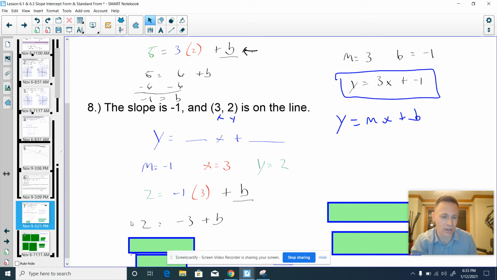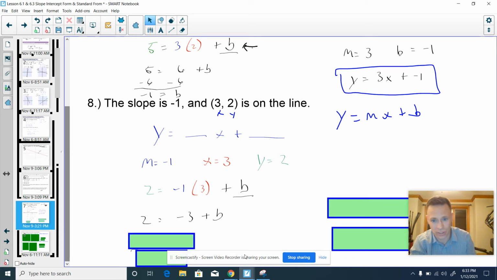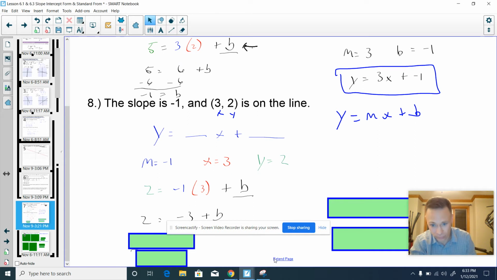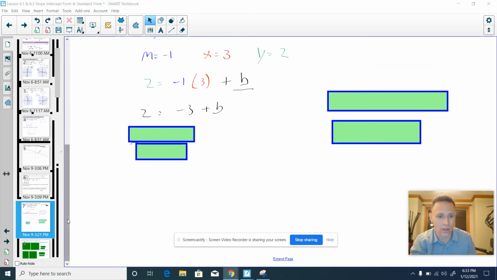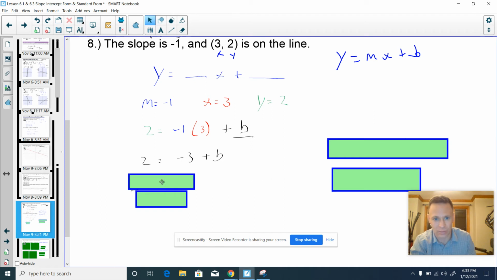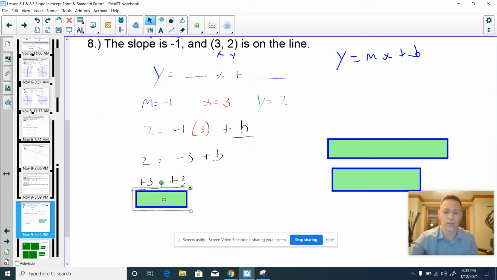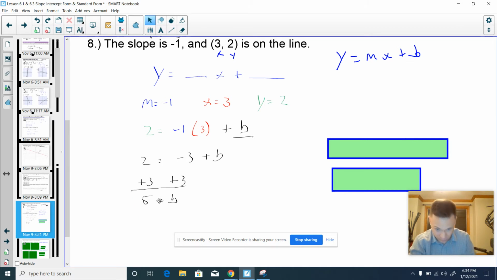And that's now going to give me 2 is equal to -3 plus b. And all I've got to do is solve for b by adding 3 to both sides. So what do I end up with? Add 3 to both sides. I get b is equal to 5.